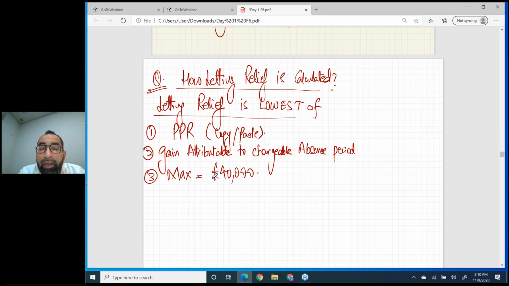Number two, this is important: gain attributable to chargeable absence period. And number three, the third line is maximum 40,000. Calculate these three numbers, and whatever number is the lowest is your letting relief.